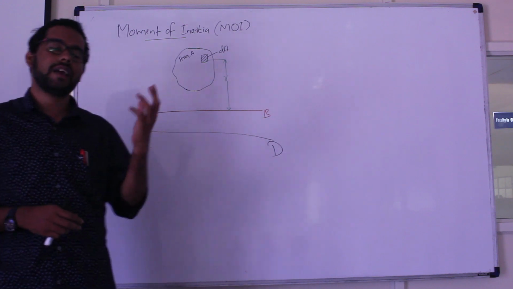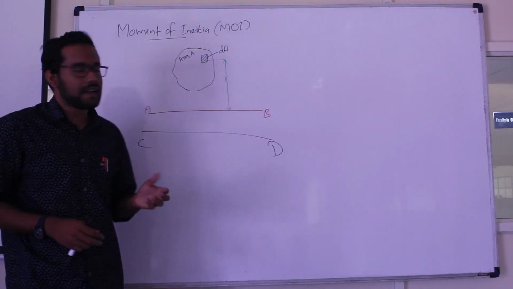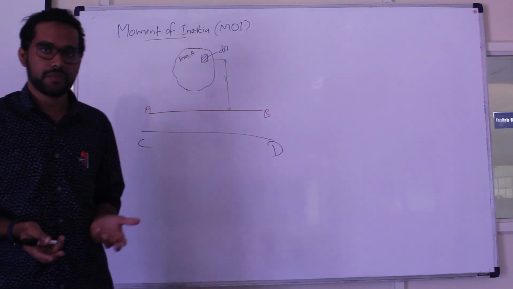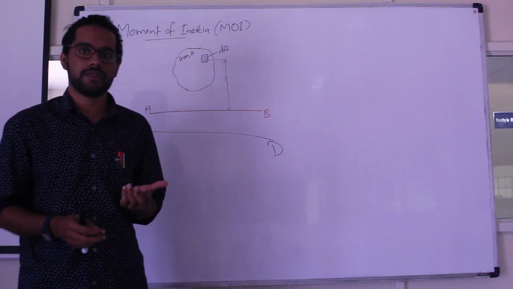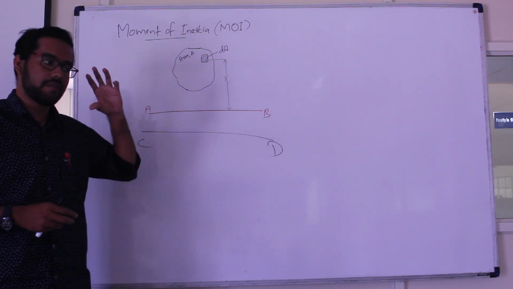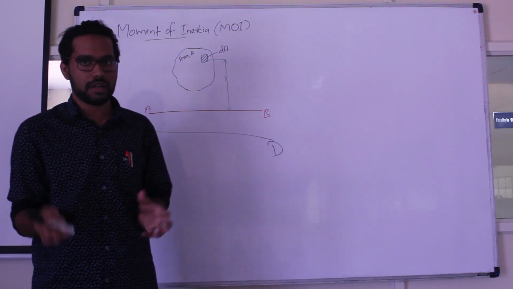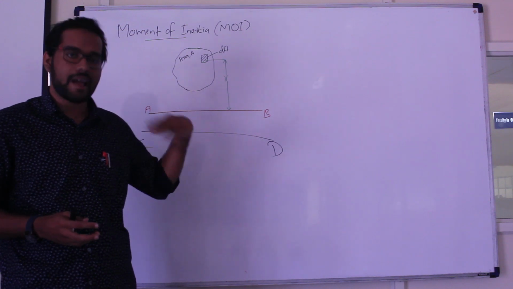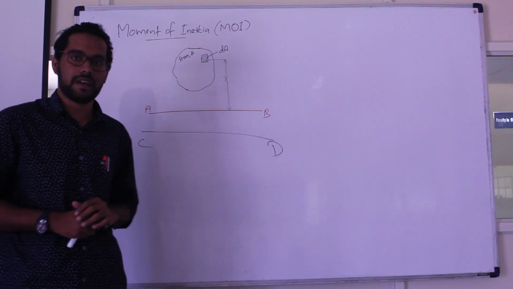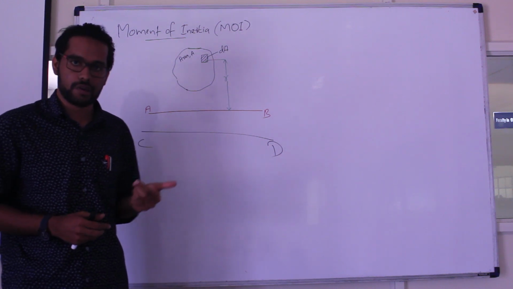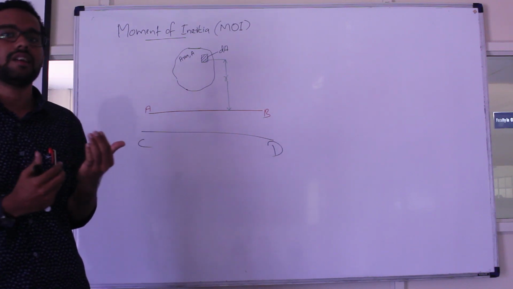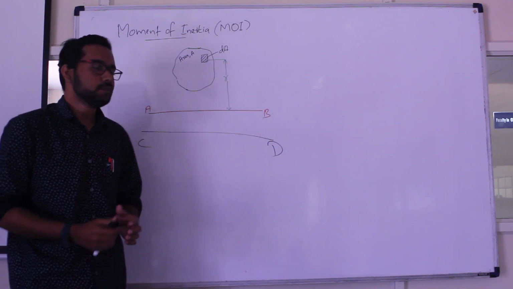In a similar way, the moment of inertia gives you the rotational inertia. For the rotational motion of a body, we use this term moment of inertia. That means if you have a higher mass and a lower mass, and we need to produce the same angular acceleration for the two different masses, we need more torque for the higher mass body compared to the lower mass.